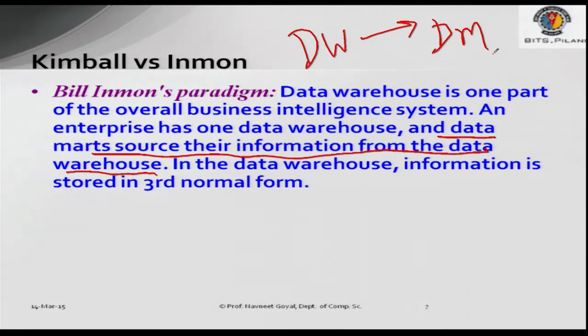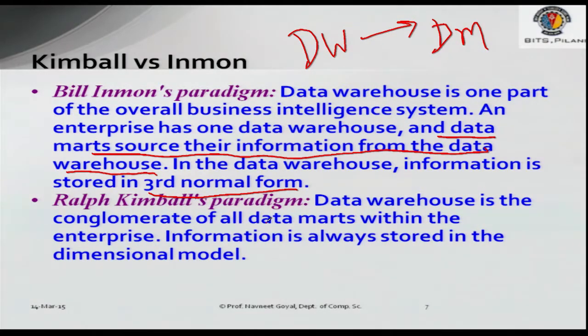In the data warehouse, information is stored in third normal form. Now, if you recall, earlier when we were talking about design aspects, we said that we don't need to normalize. We don't need to have normalized structures in the data warehouse because there are hardly any updates. But Bill Inmon says that we want data in the third normal form.